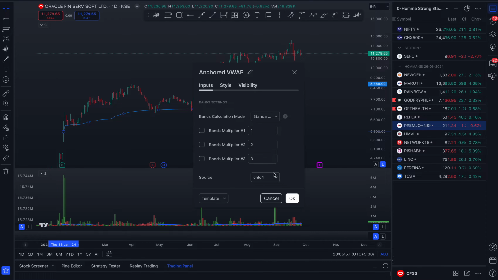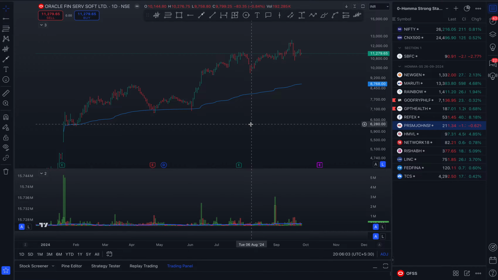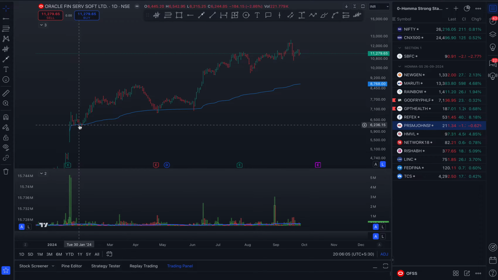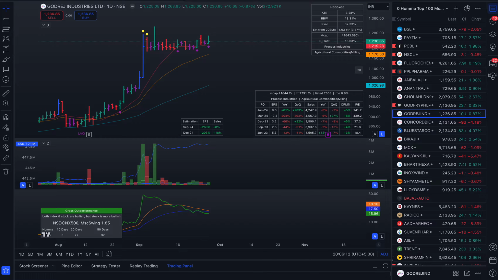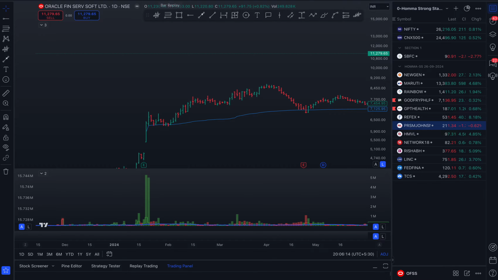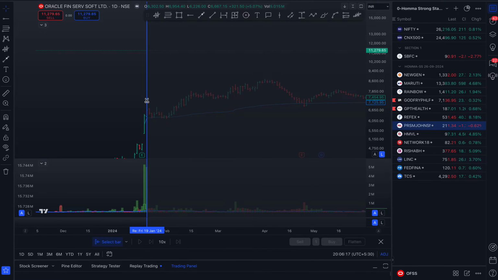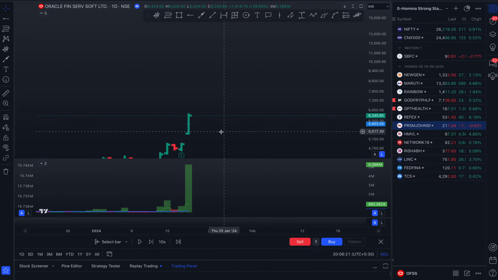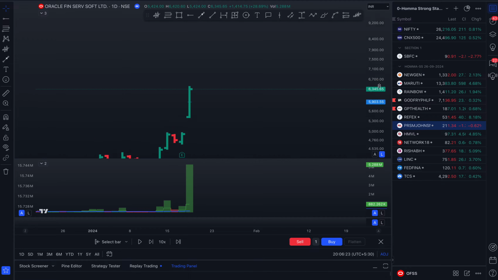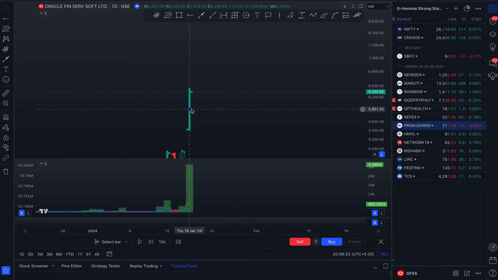For the source, you have to put OHLC4, not open or high. Once you get this, the question is, what is this? If you pull up replay here, what you are going to see is where the AVWAP is, around 5,800.